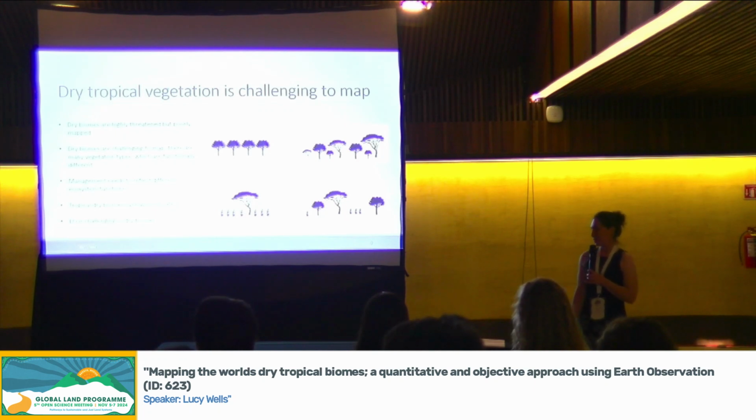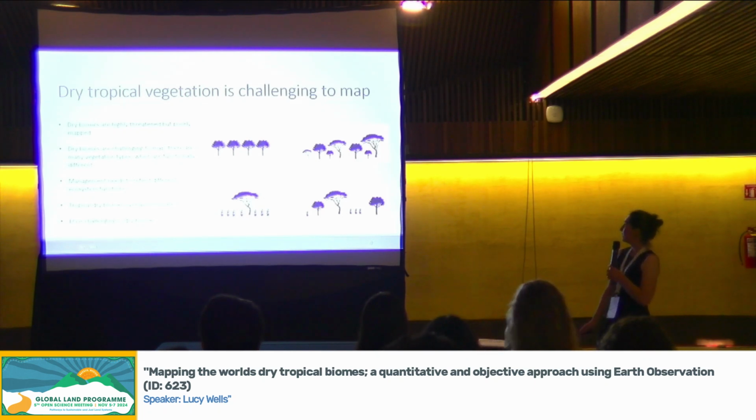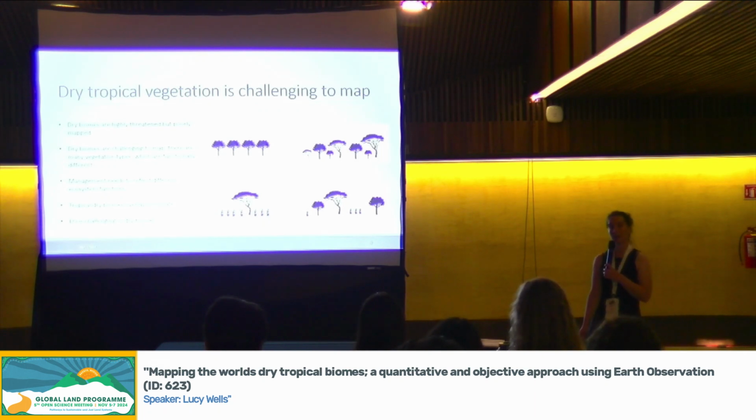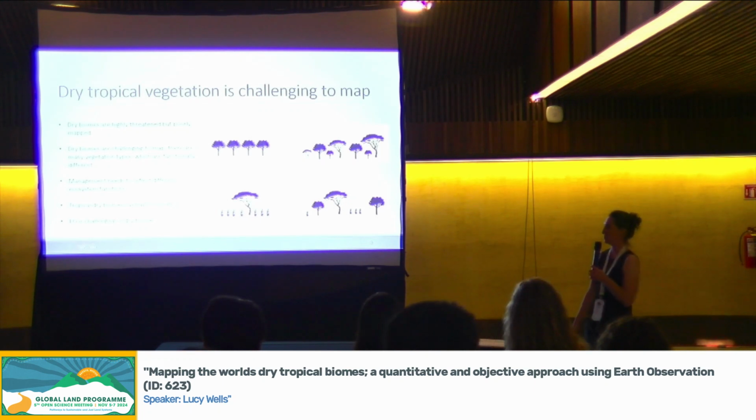So dry tropical biomes cover between 40 and 50% of the world's tropics, but they are generally poorly studied and quite threatened. They're very challenging to map, because there are many different vegetation types in the dry tropics. I've tried to illustrate some structural differences here. You can see some are very uniform, some have a grassy component, and in some areas an understory is a very important component. But these have lots of contested names, so variably you could call these ecosystems savannas, dry woodlands, shrublands, grasslands, and this makes it quite difficult to understand what we're talking about.